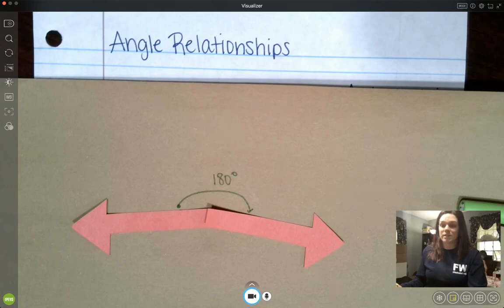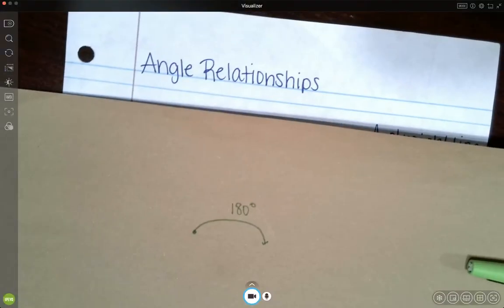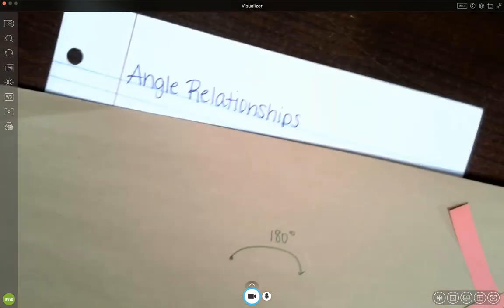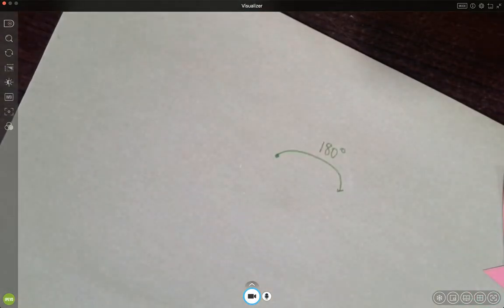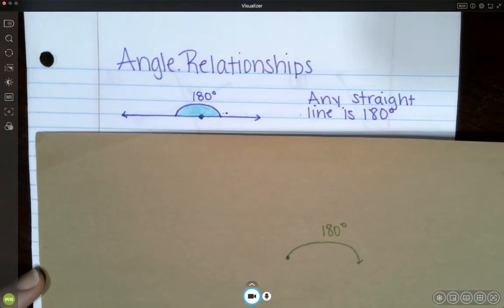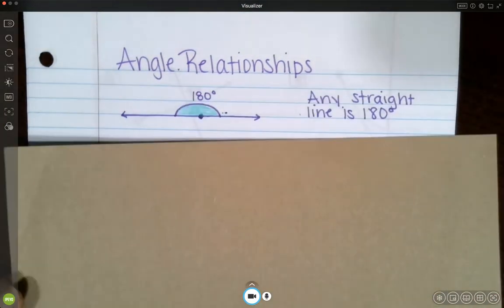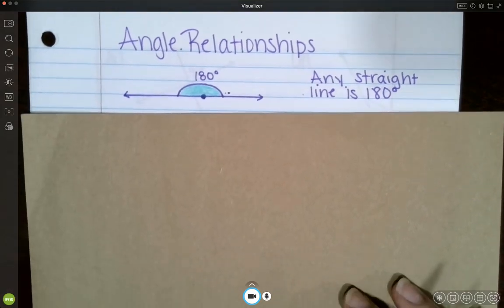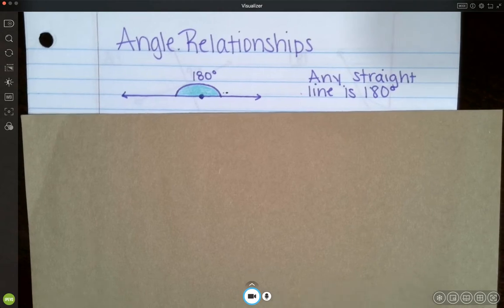All right, so let's take a look at some of these specific things. First and foremost, as we just illustrated with the paper, in an angle relationship, any straight line is 180 degrees. Any straight line is 180 degrees. So we need to focus in on that part first. As soon as you see a straight line, you need to know that it is 180 degrees together.